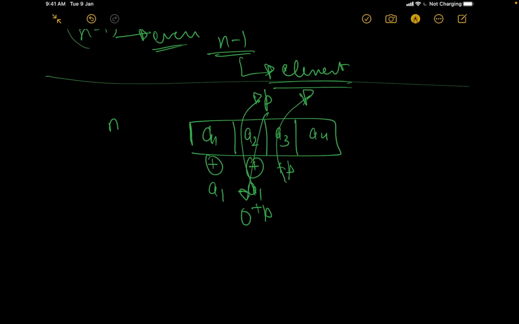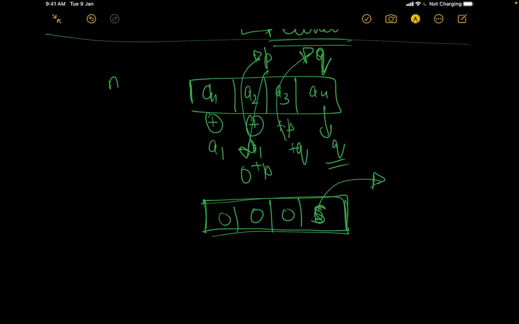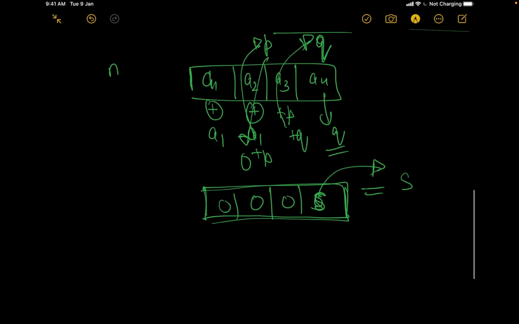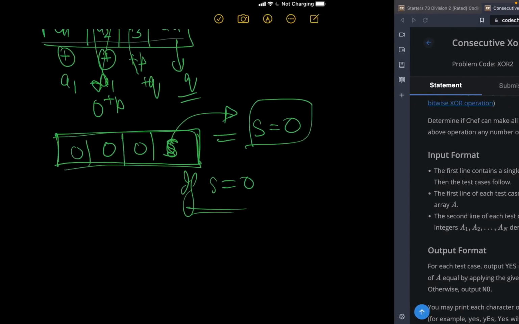And this would become, let's say, q. Now I'll XOR it by q, and I'll XOR it by q. Right. So at the end, I'll be left with the same thing: 0, 0, 0 and something s. But now I cannot make every element equal to s. So the only possibility wherein this would work is if s is equal to 0. If s is equal to 0, then all the elements have the same value. If s is not equal to 0, then I can simply say that it's not possible. And since we only had to tell whether the operations are possible or not, this would definitely work.